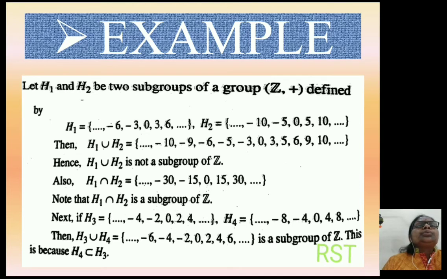Then H1 union H2 equal to the set ..., minus 10, minus 9, minus 6, minus 5, minus 3, 0, 3, 5, 6, 9, 10, .... But this set H1 union H2 is not a subgroup of Z. Also, H1 intersection H2 equal to the set ..., minus 30, minus 15, 0, 15, 30, .... Note that H1 intersection H2 is a subgroup of Z.